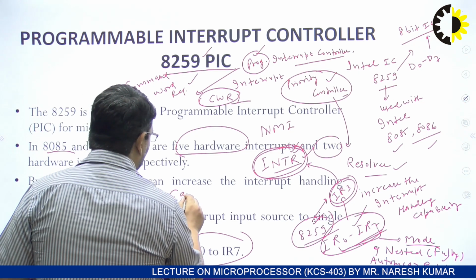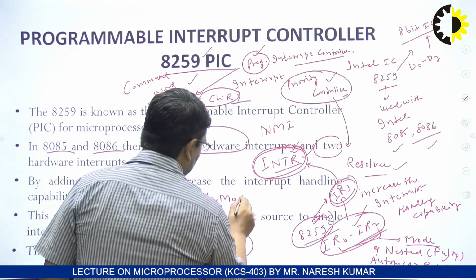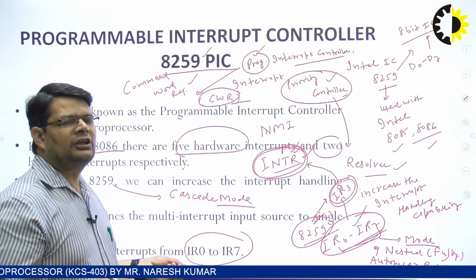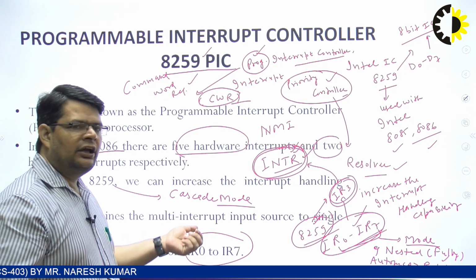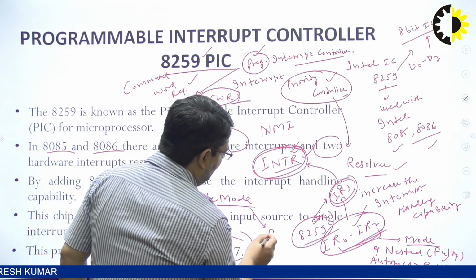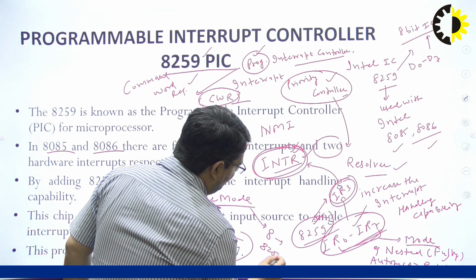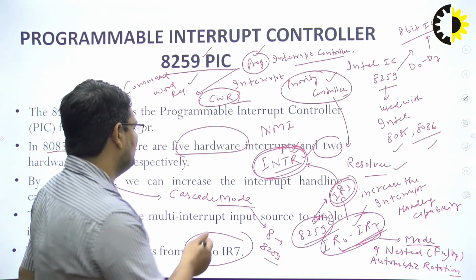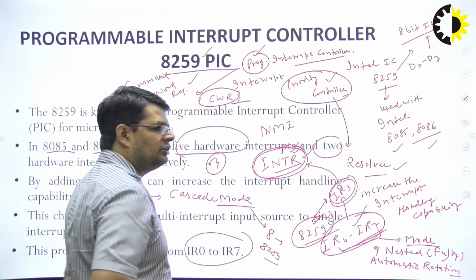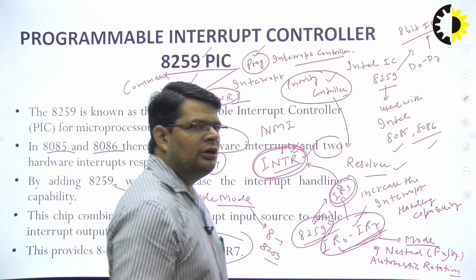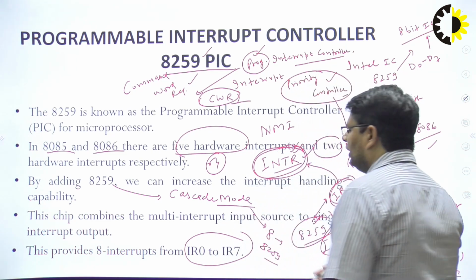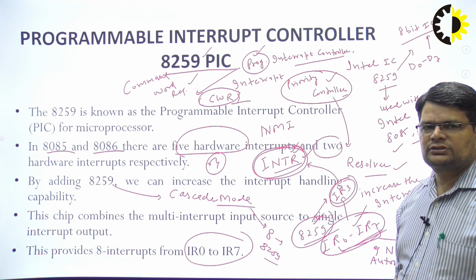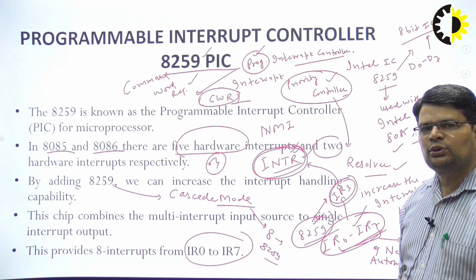8259 can also work in the cascade mode. That is, multiple 8259 can be connected with each other. So in this case, we can have 8 8259 connected with each other. So if 8 8259 are connected with each other, we can have 64 interrupt requests. So with the help of cascade mode, the interrupt handling capability of microprocessor 8085 or 8086 can be increased up to 64 interrupt requests, and their priority will be resolved by the 8259.